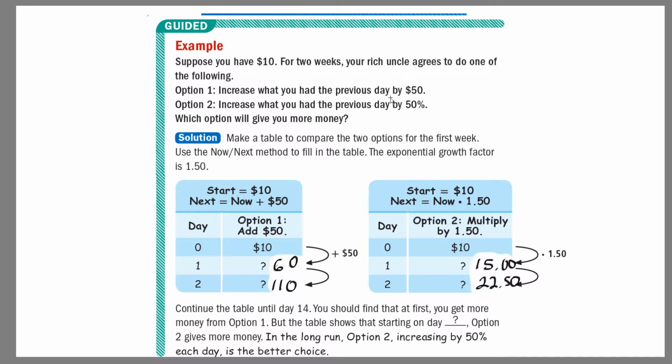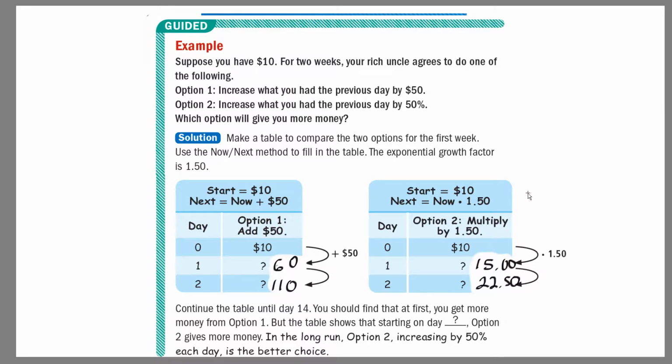Well, making a table is one way to solve this problem. And we can compare the two options for the first week. Now, we can use the now-next method to fill in the table to get the exponential growth factors. For the $10 plus 50, that's pretty easy. We start with 10, we add 50, we get 60. We add 50, we're at 110. We add 50, we're at 160, 210, 360, and so on. So pretty easy to do.